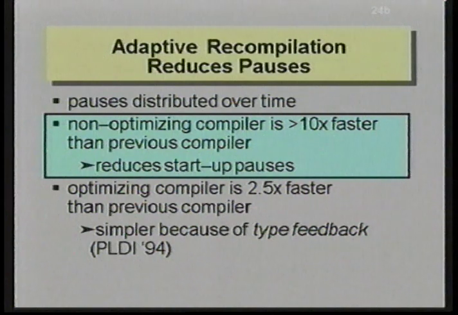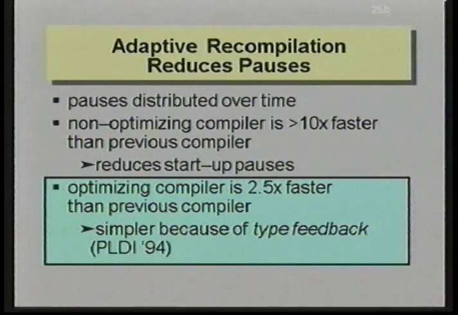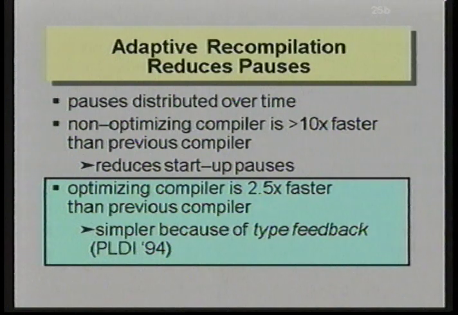And finally, our optimizing compiler can also be faster than the previous compiler because of the compilation techniques it uses, especially because of a technique called type feedback. And that technique I don't have time to go into, but if you are interested, you can go and read my PLDI 94 paper.